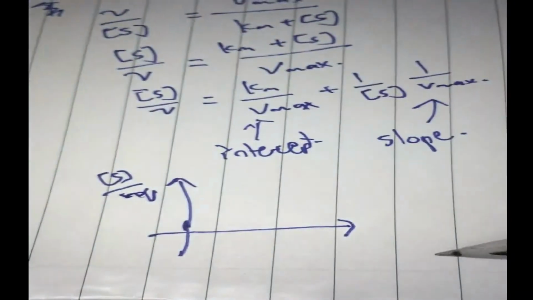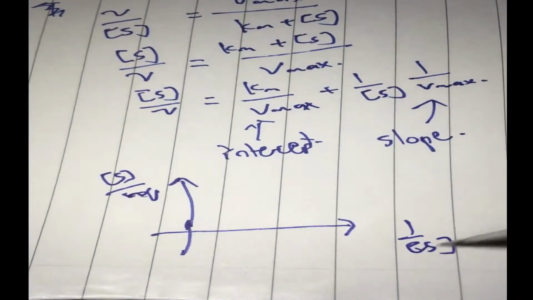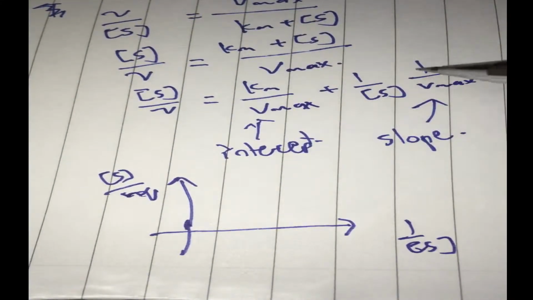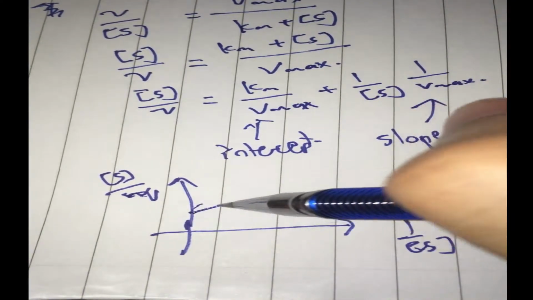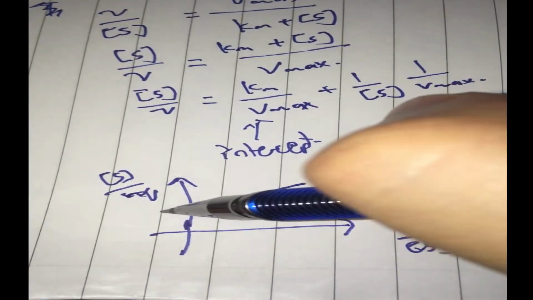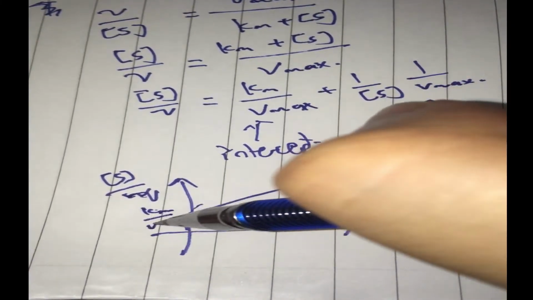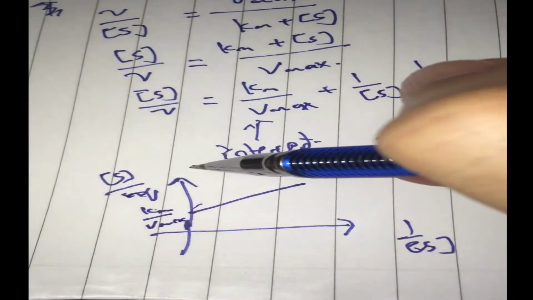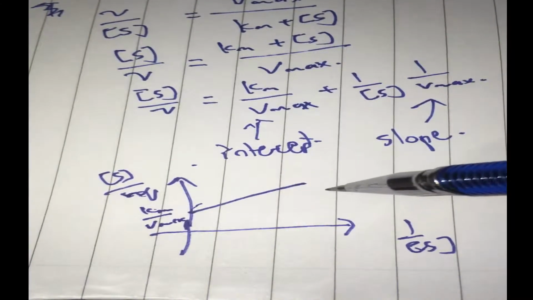So you have S by V against 1 by S, and you have a slope of 1 by V max. That will be a positive slope again, and you have Km over V max as your intercept.